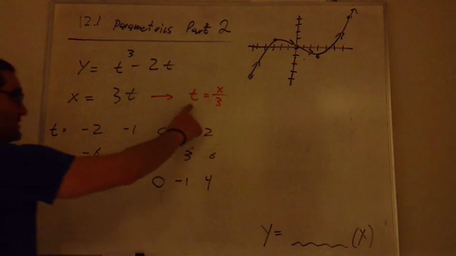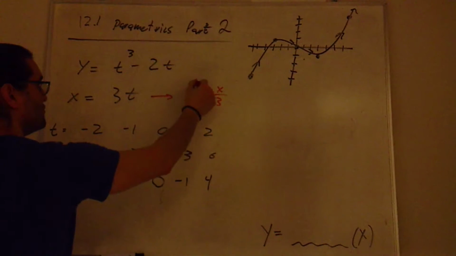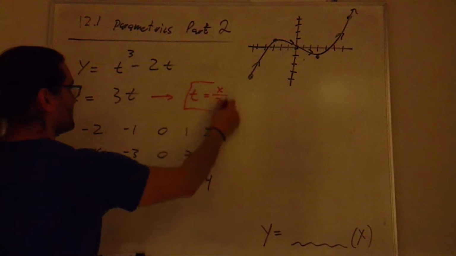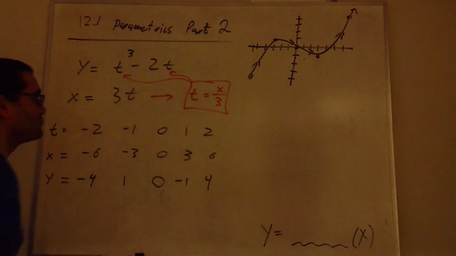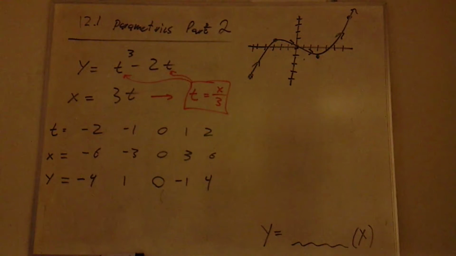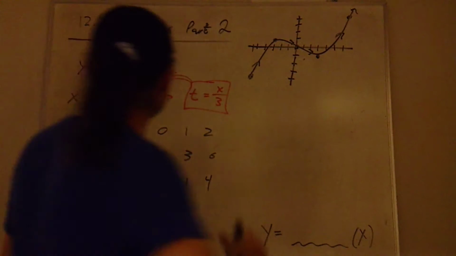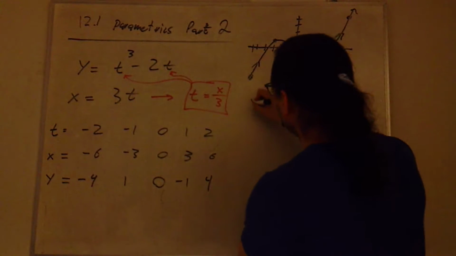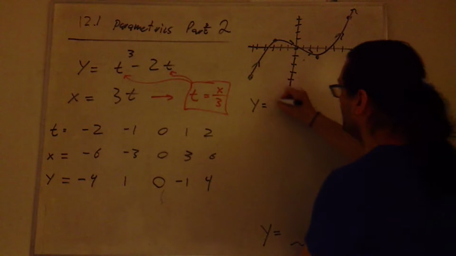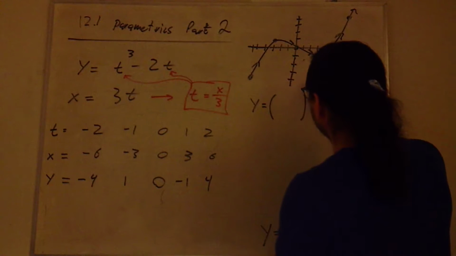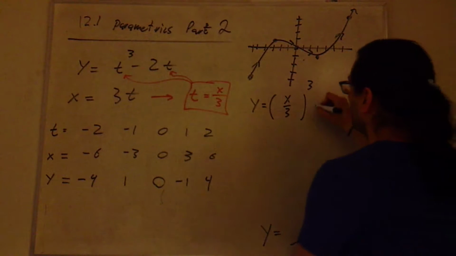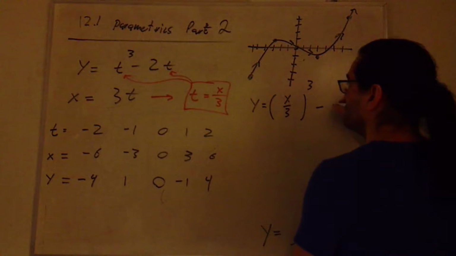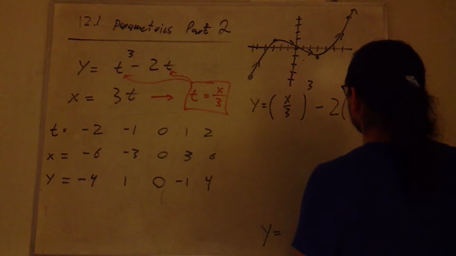And if this is what t equals, I should be able to plug this directly into these t values to create a function for y. So let's see what that looks like. Y equals, used to be t cubed, now it's going to be x over 3 quantity cubed. Used to be 2t, now it's going to be 2 times x over 3.